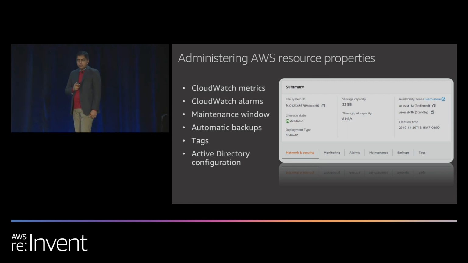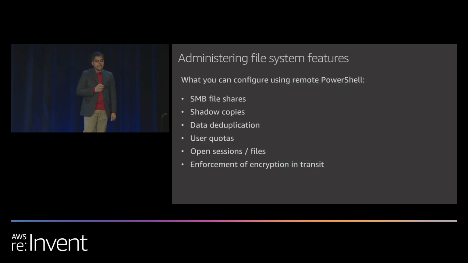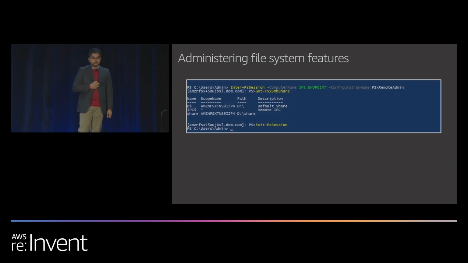In terms of administration, we support two ways of administering your file system resources. So for your AWS resources, we support the use of console and CLI, as we already talked about. You can look through all of this and manage all of these things. And then for file system features, we provide a separate PowerShell-based remote management CLI. With this, you can manage things like file shares, shadow copies, data deduplication, user quotas, and so on.